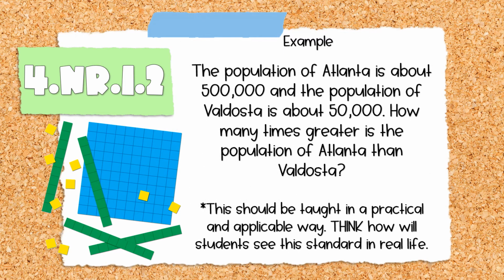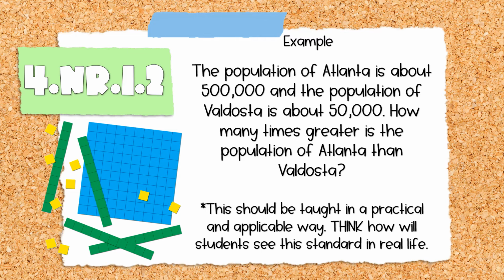For 4NR1.2, we're going to look at an example. The population of Atlanta is about 500,000, and the population of Valdosta is about 50,000. How many times greater is the population of Atlanta than Valdosta? The goal is to have students be able to look at these numbers and identify that the population of Atlanta is 10 times greater than the population of Valdosta.